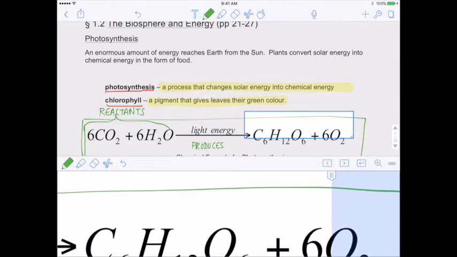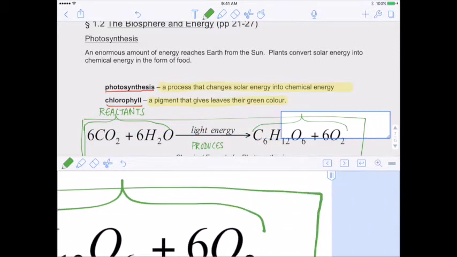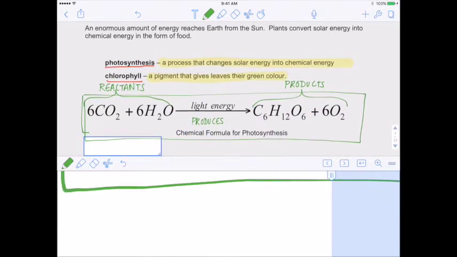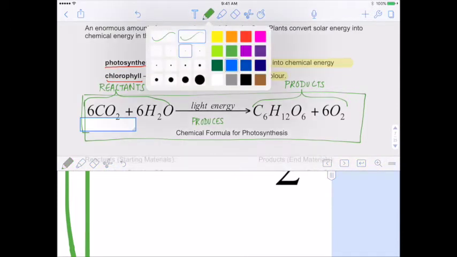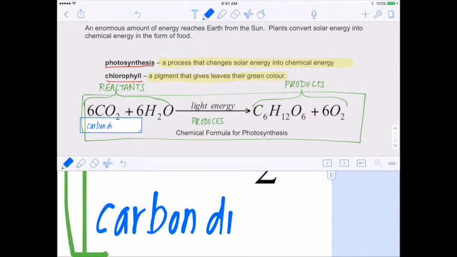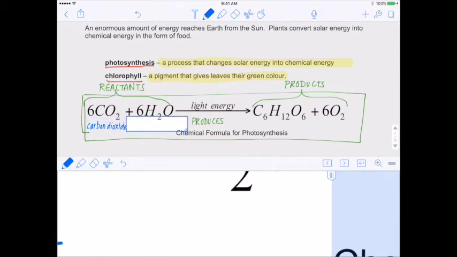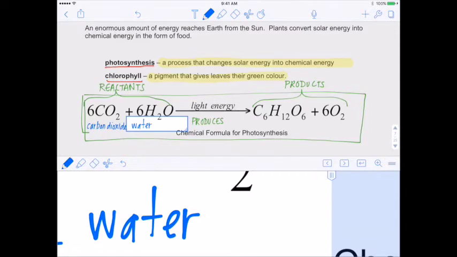And in the end, we produce products. So this is the chemical formula for photosynthesis. Our reactants, or our starting materials, are CO2, and you may recognize the term CO2. CO2 is a chemical formula for carbon dioxide. The second starting material or reactant is H2O, and you may recognize the formula H2O. This stands for water. So plants undergo photosynthesis to produce energy, but they need two very important things.